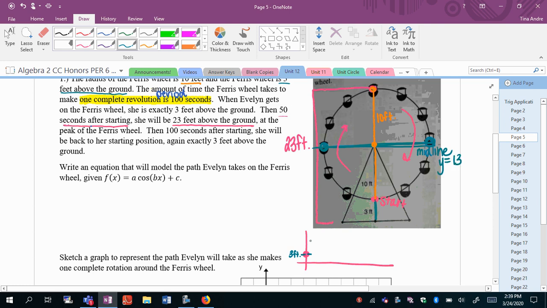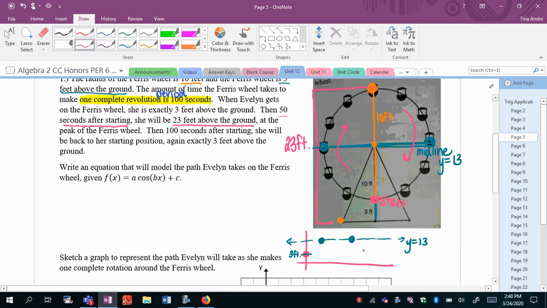So let me actually sketch the midline in here just so it's pictured. Here's my midline. So we went from the starting point to the midline. And then we go up to this maximum point, so that's 23 feet, so then it's there. And of course, there's all these in-between points. And then we end up back to the midline. And then we end up back at the starting point.